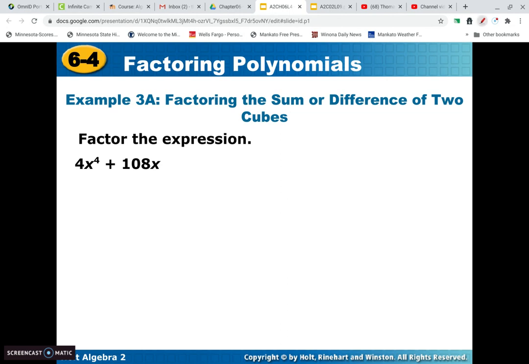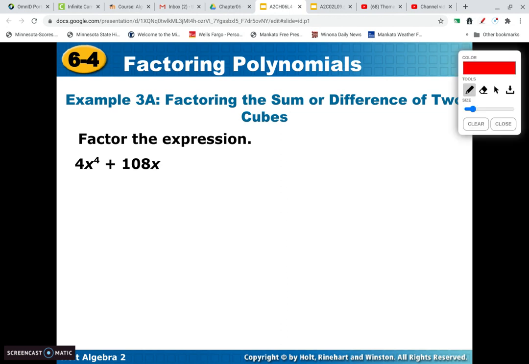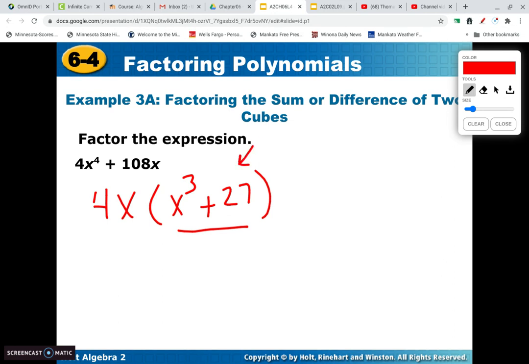First thing you should always do is take out whatever's in common. And here we can take out a 4 and an x. And so we'd be left with x cubed plus 27. And this is a sum of 2 cubes. What we notice here is that x cubed obviously is cubed, but 27 is actually 3 cubed, isn't it?